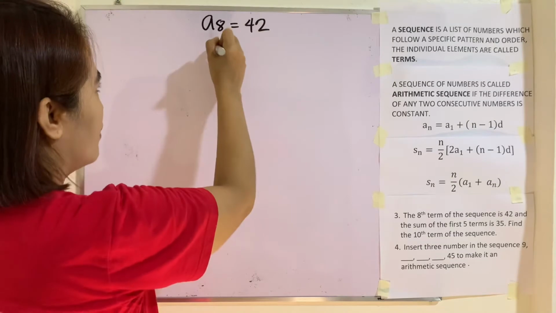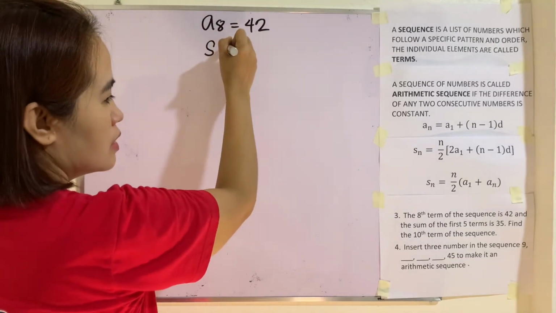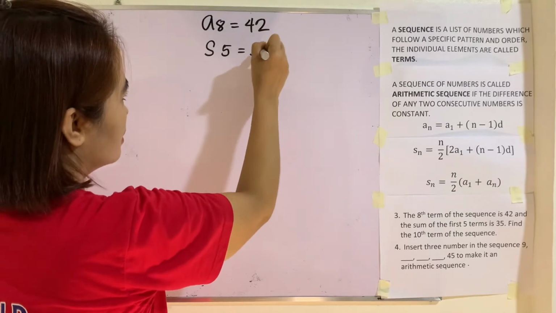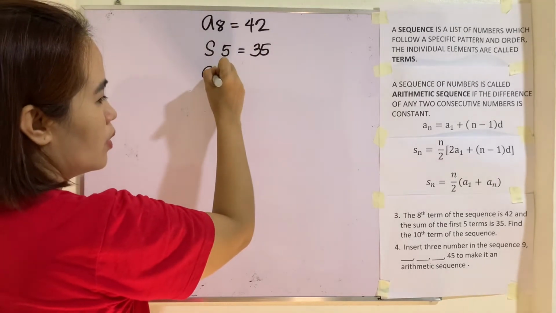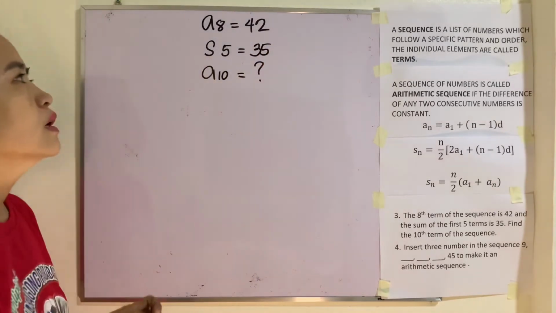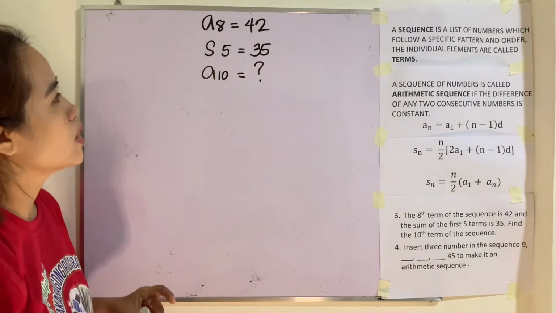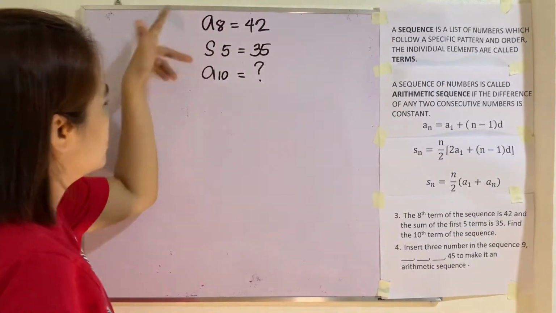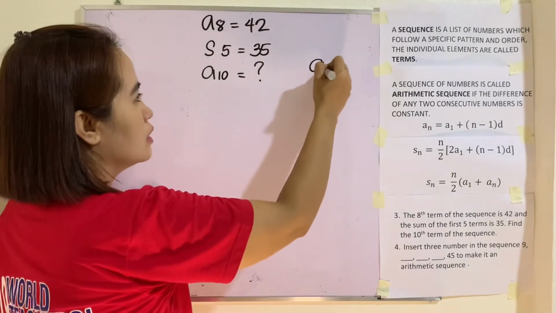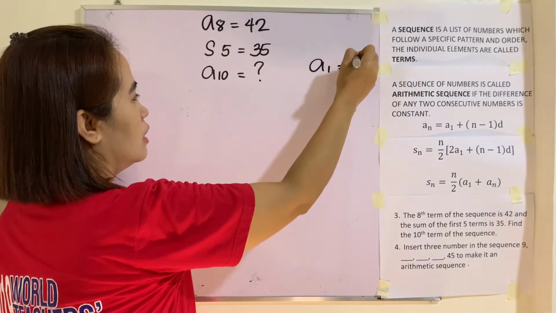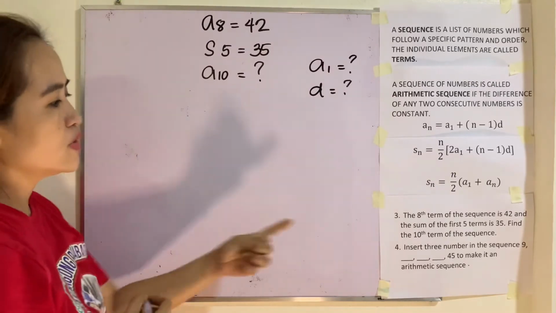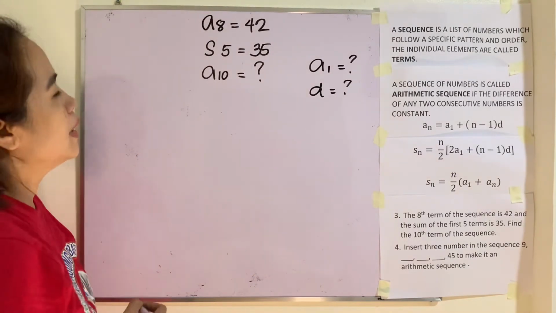And then we have S sub 5 is 35. And then we are looking for the 10th term. Okay. So we need to produce two equations here because we have two given. We cannot identify yet the A sub 1 and of course the D. But we are certain that of course this one is an arithmetic sequence.